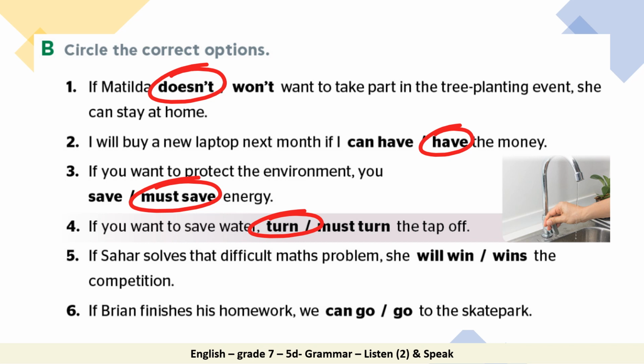Sentence 5. If Sahar solves that difficult maths problem, she will win or wins the competition. This is the main clause, not the if clause, so the answer is will win.